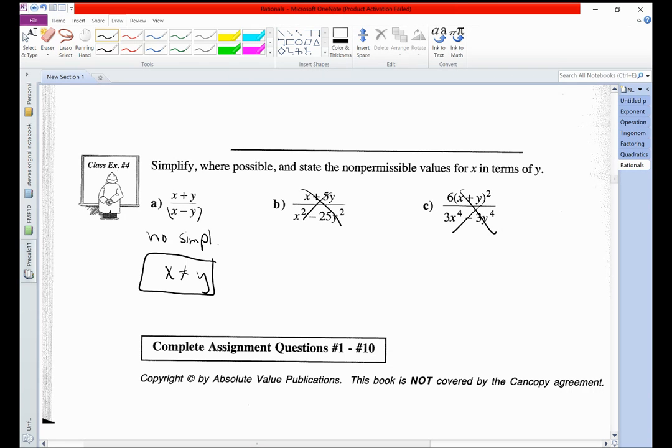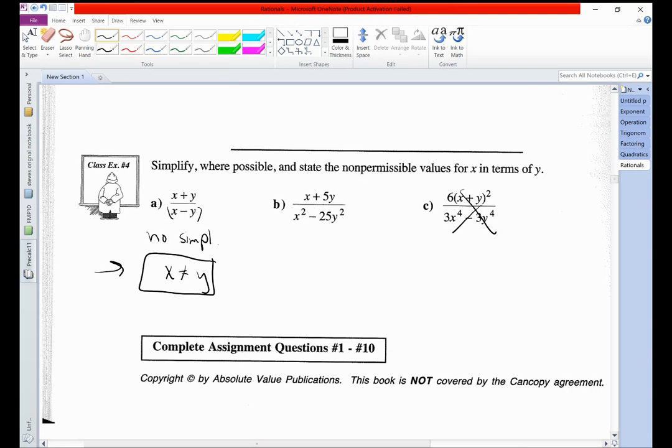Actually, you know what? Let's do one more just for fun, because you're going to start seeing this more where the non-permissible values have a y in them as well. So I want to show you another full example. So the top is x plus 5y. Can't simplify that. But the bottom is x squared minus 25y squared.